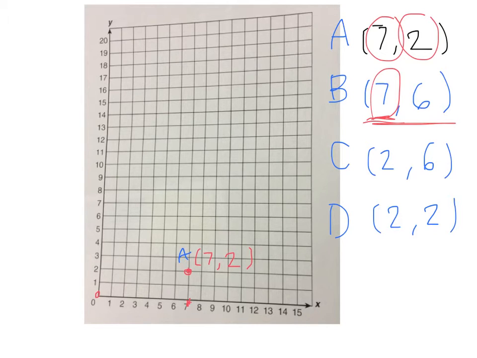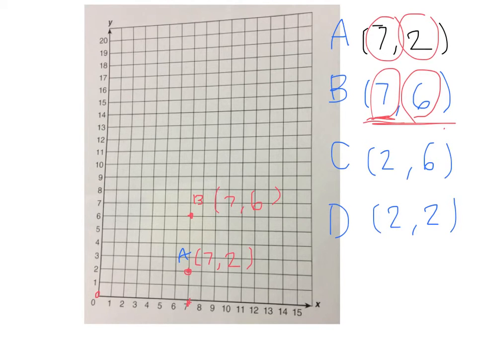The y-axis, which is the second number. Which way does the y-axis move? Up or down. Up. So how many spaces should I move up? 6. So I'm going to start at the 7 and go all the way up to the 6. How can I label this dot? I should write B, because that's point B, and then 7, comma, 6.